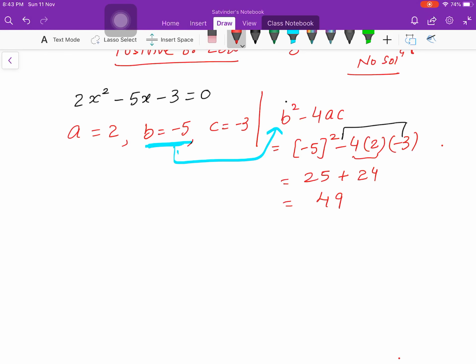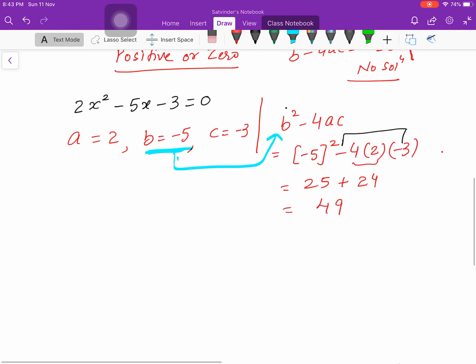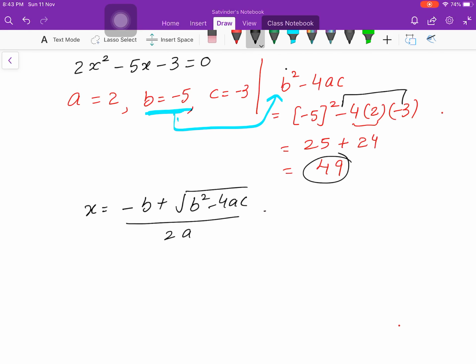Okay, and as we discussed, if the value is positive or 0, then only we can solve. If it is negative, then you don't need to solve this. So in this case we are going to solve this. Okay, so you got 49. Now you have to substitute in the formula. So the formula says negative b plus square root of b square minus 4ac over 2a. So negative of negative 5, okay, plus square root of 49 over 2 times 2.